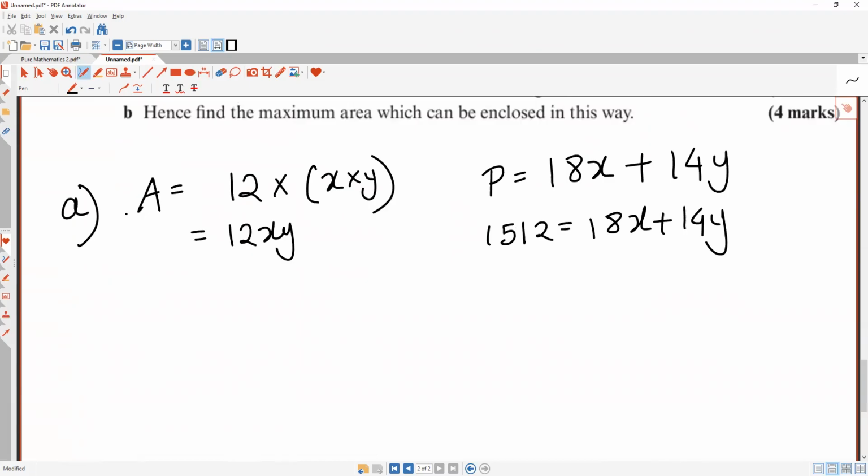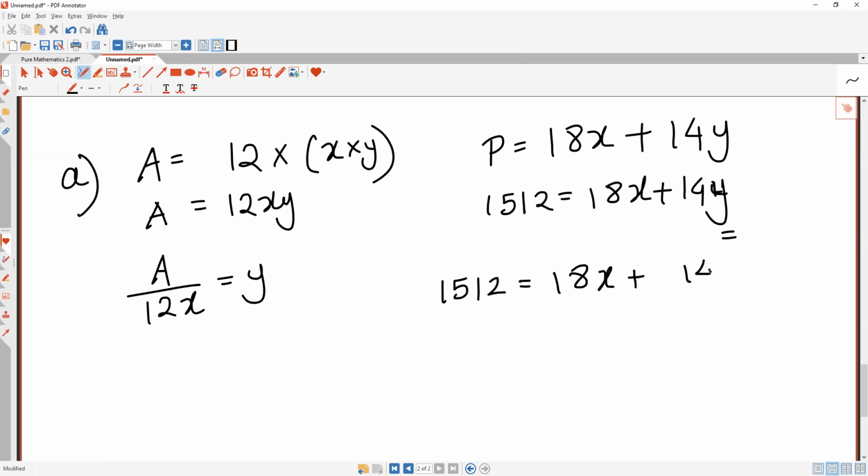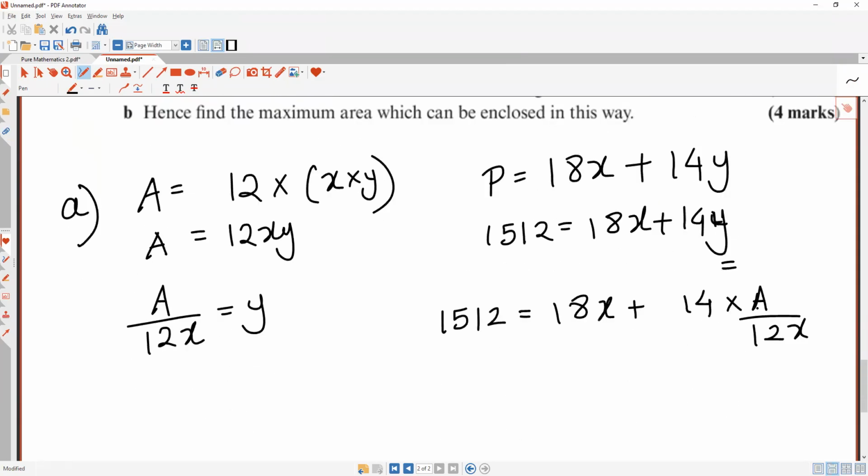So now you can see your y value is missing from the main equation. That means you have to make y the subject of the formula. So you can write area divided by 12x is equal to y. Now in place of y here you can substitute A divided by 12x. So 1512 equals 18x plus 14 into A divided by 12x. Now do I have everything to do with the x only? Yeah, it is everything to do with the x only.